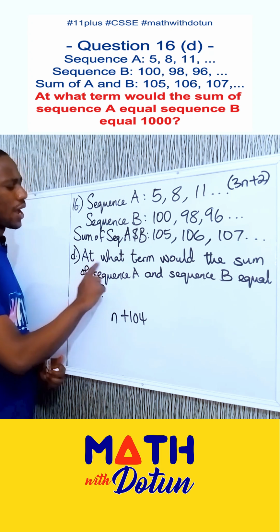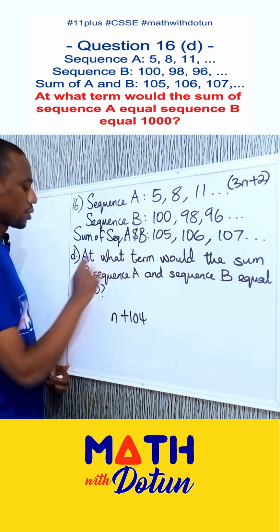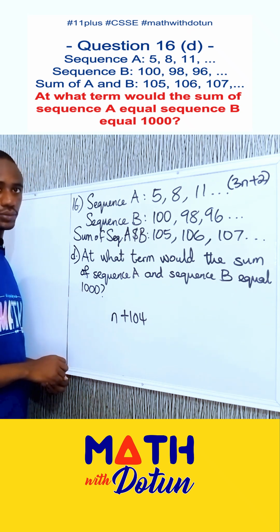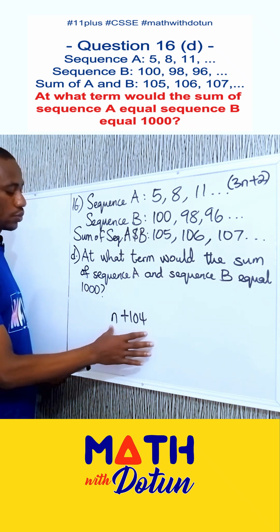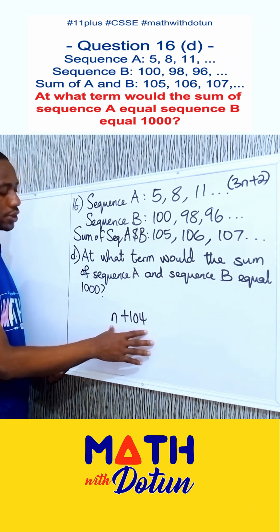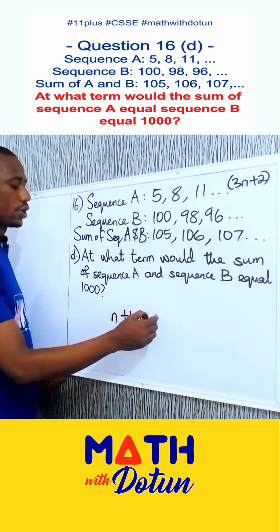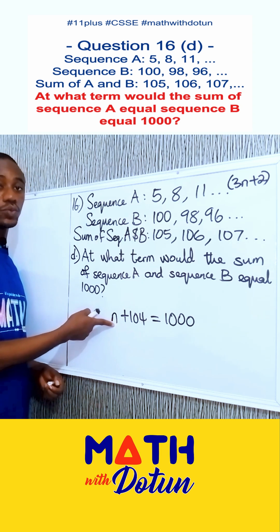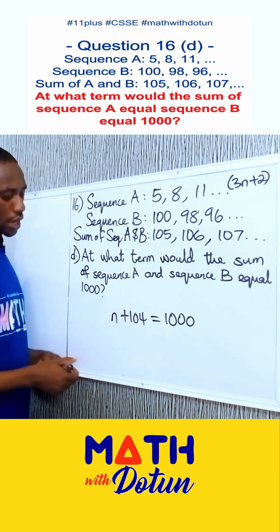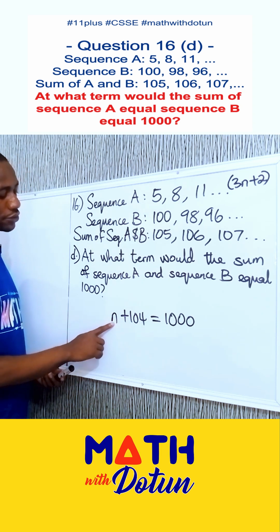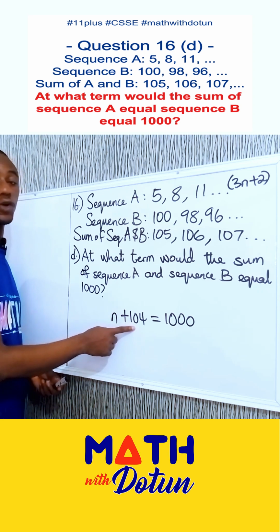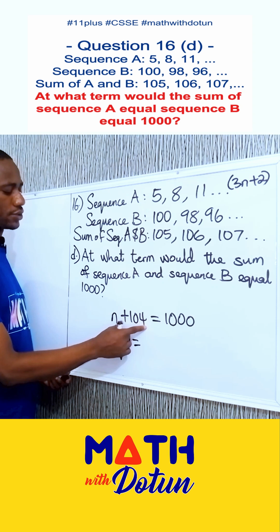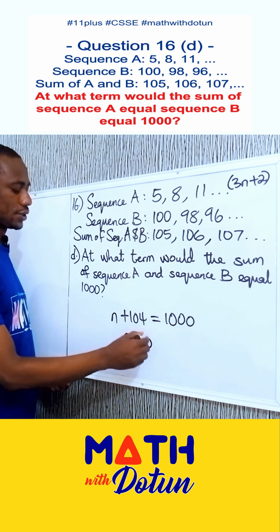So let's read again. At what term would the sum of sequence A and sequence B equal 1,000? Now we know the nth term for the sum of sequence A and B is n plus 104. We equate that to 1,000. This value of n will tell us the term. How do we solve this? We're looking for a number we add to 104 to get 1,000. So we just take 104 from 1,000, and then we have the answer.